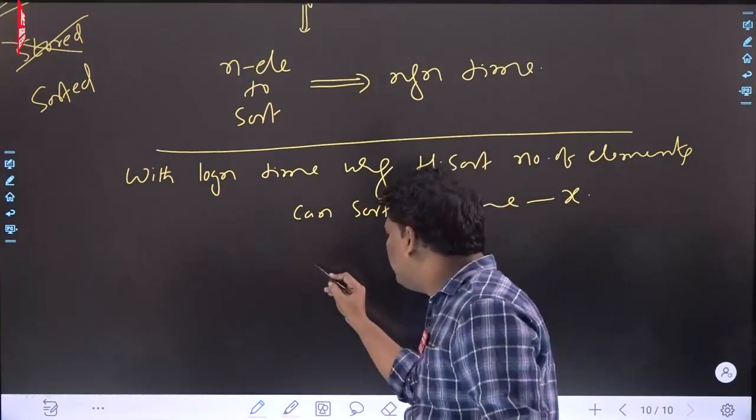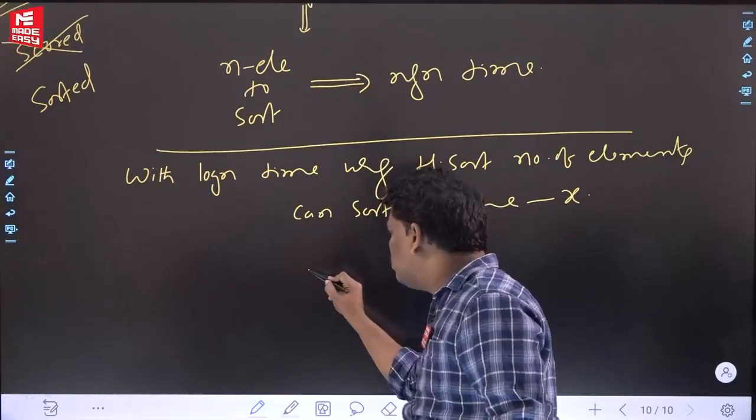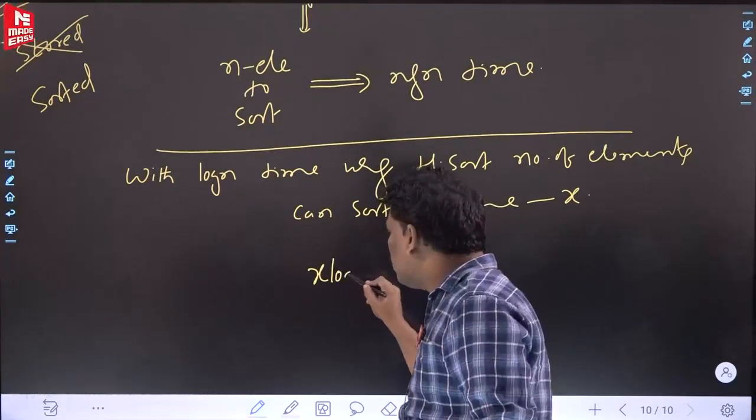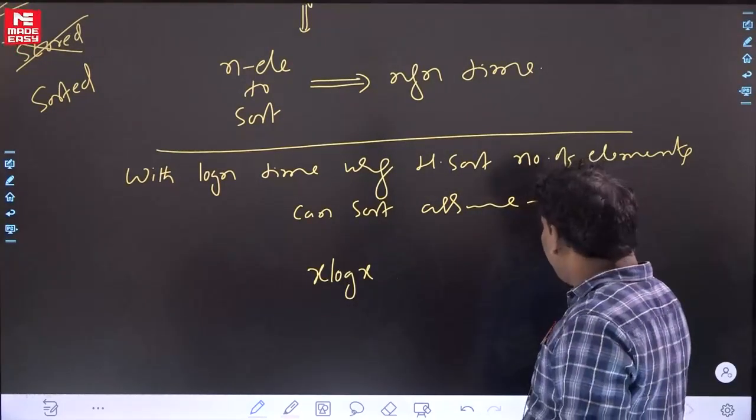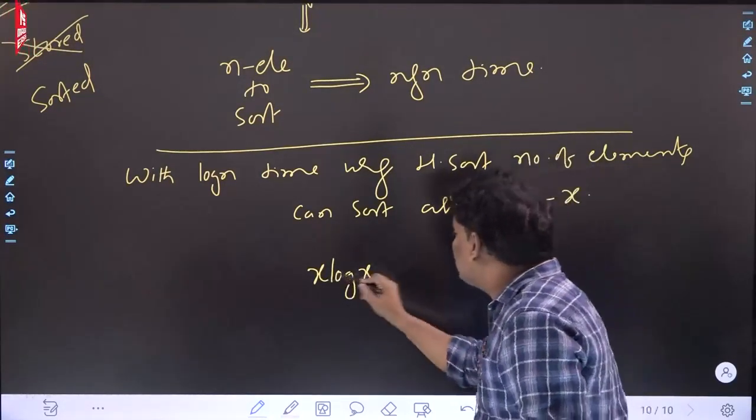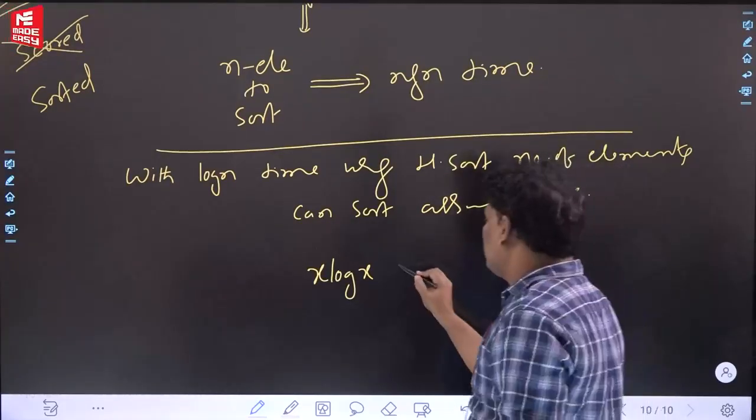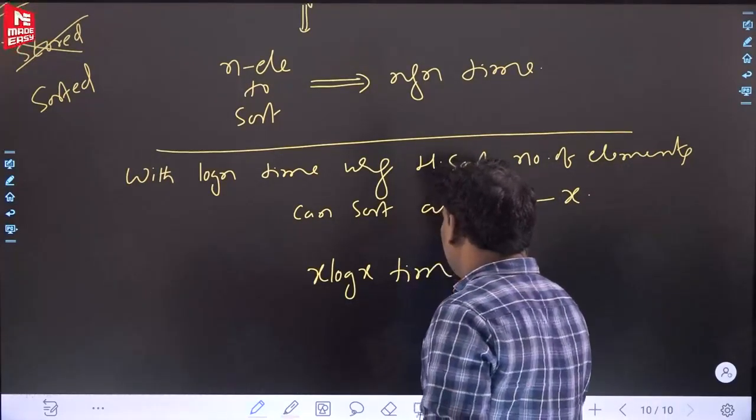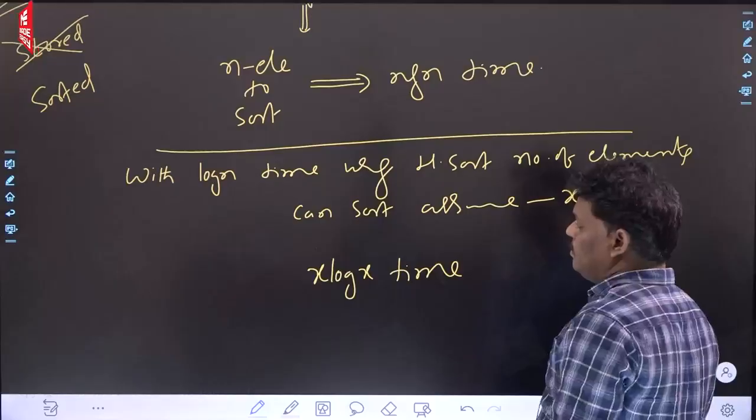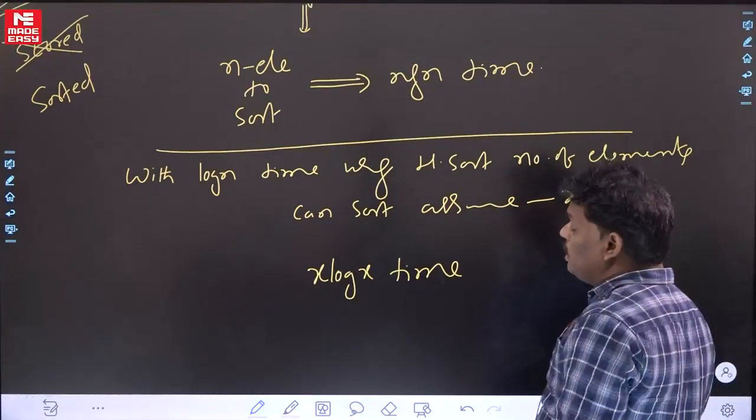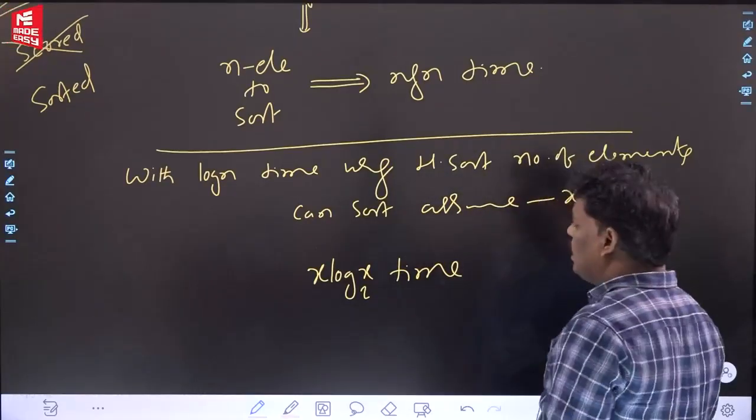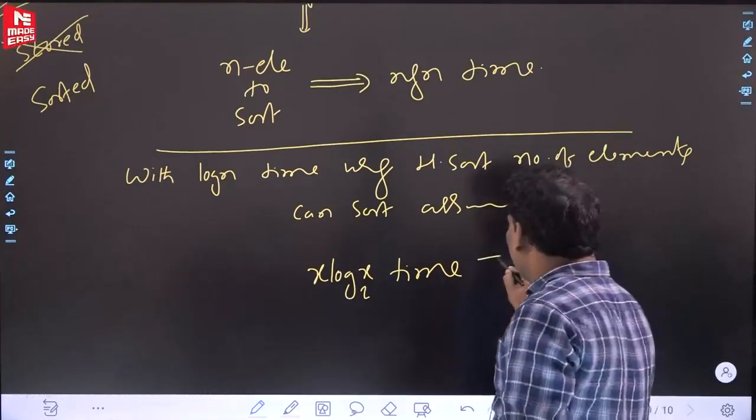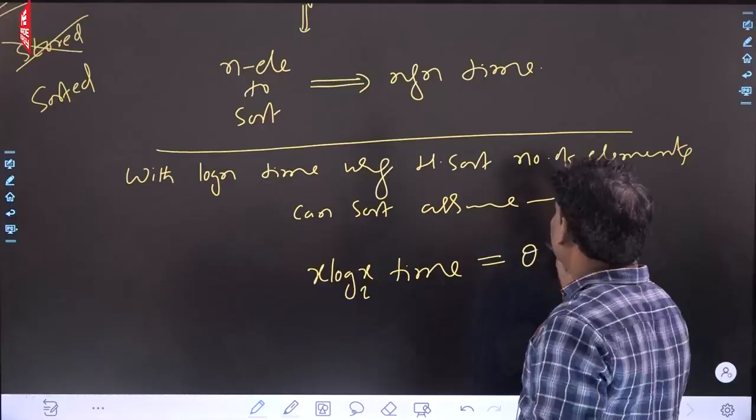How much time will it take? To sort x elements using heap sort, it will take x log x time. It will take this much time. If you want, you can take base 2 also. X log x time it will take, which is equal to, according to his question, theta of log n.